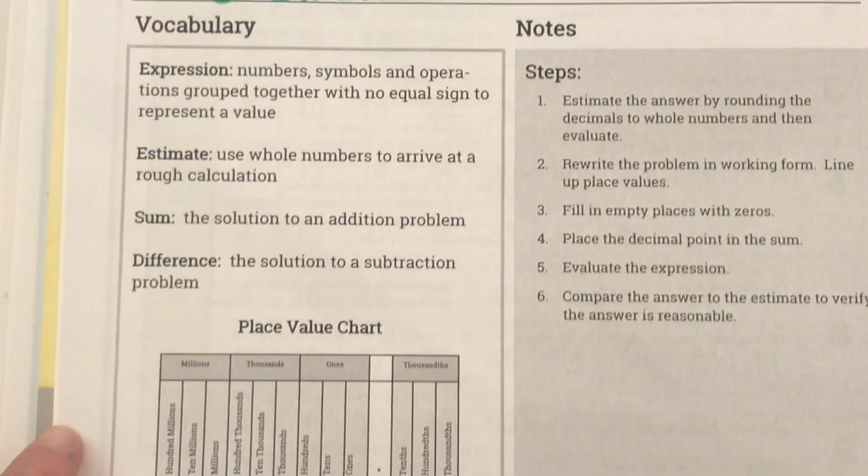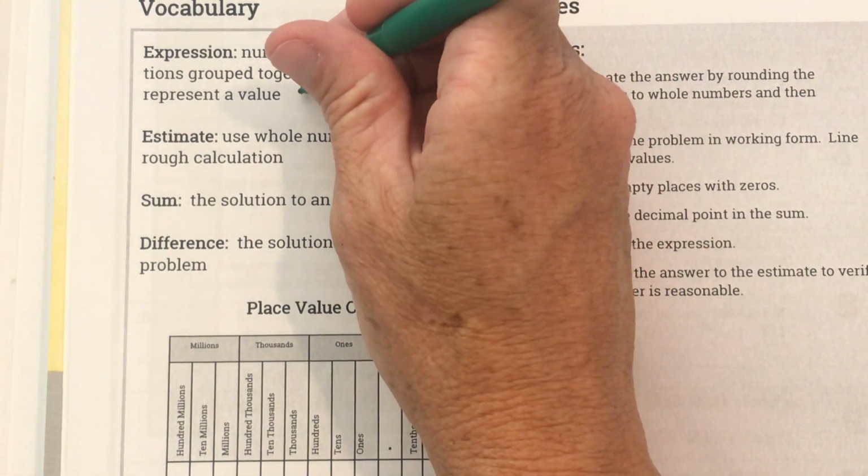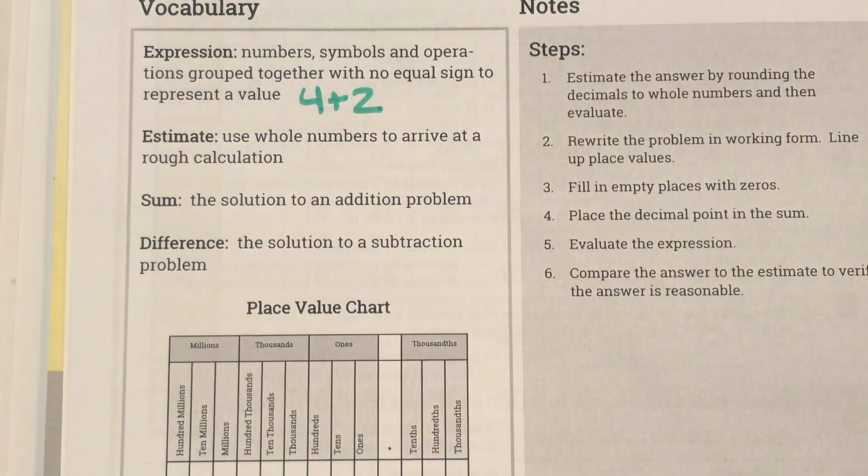Okay, our vocabulary today, our first word is expression. It's numbers, symbols, and operations grouped together with no equal sign to represent a value. So I always think of it as like a math problem without the equal sign. It could be as simple as 4 plus 2. That would be an expression because your equal sign is missing. Estimate means use whole numbers to arrive at a rough calculation. We're going to be doing that today as one of our steps. Sum is the solution to an addition problem, and difference is the solution to a subtraction problem.